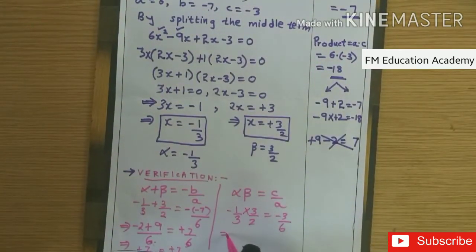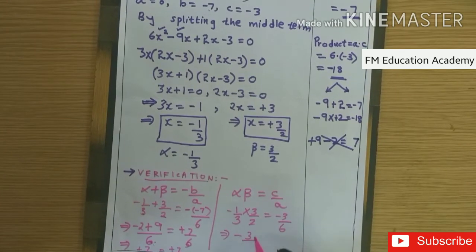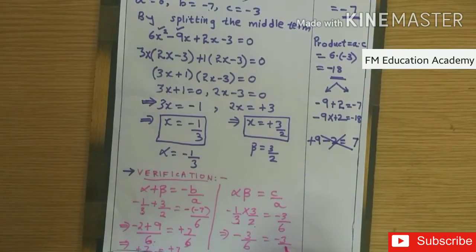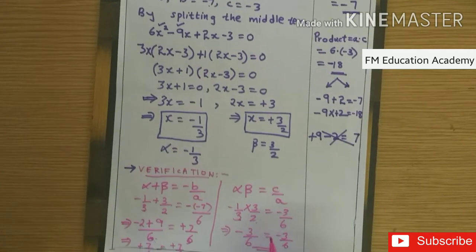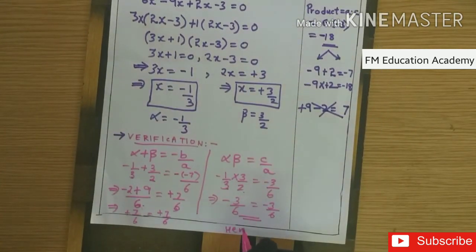Now minus into plus is minus. 3 1s are 3, and denominator into denominator, 3 2s are 6. Here also I have minus 3 by 6. So LHS is equal to RHS. Hence the product is verified.